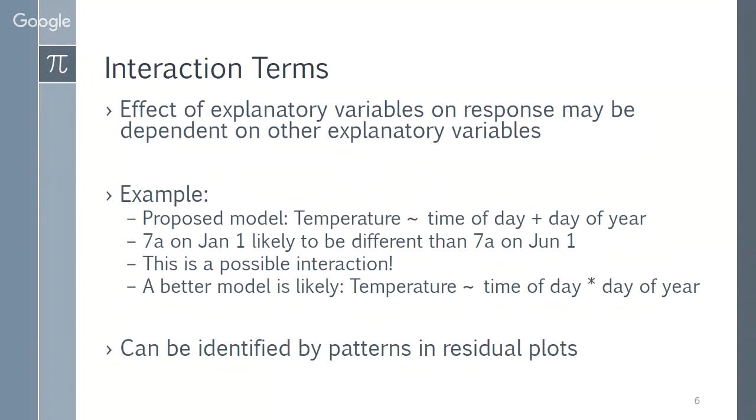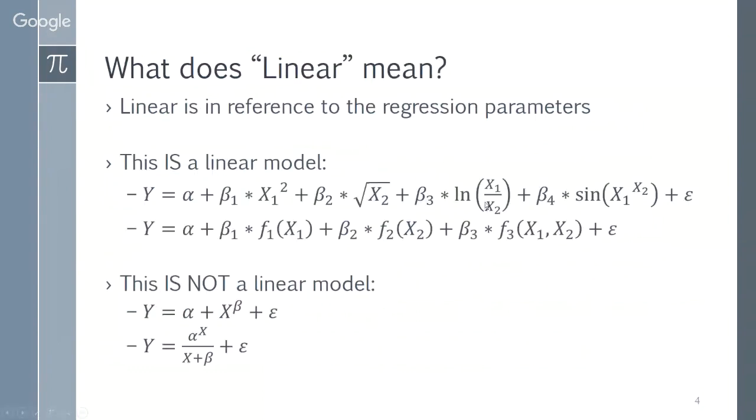So as opposed to just being beta 1 times x1 plus beta 2 times x2, we need to have one of these plus beta 3 times x1 times x2 terms. And that's what we saw here. These are interaction terms where we're combining our two explanatory variables, and we're adding them as a separate term in our model.